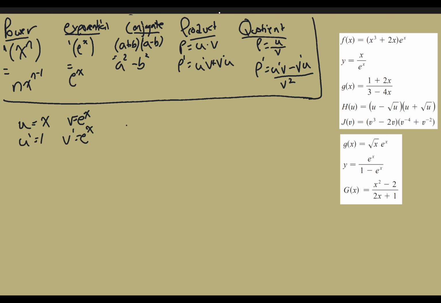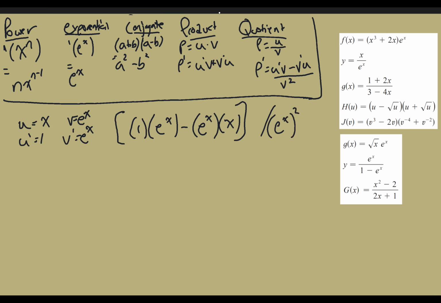So the quotient rule says u prime v, so that's 1 times e to the x, minus v prime, e to the x, times u, which is x. And that whole thing is going to be divided by v squared, which is e to the x squared. Okay, another way to write that is e to the x times e to the x, right? Or even easier is e to the 2x, which is how I prefer to write it. But just in case you forgot, those just add together.